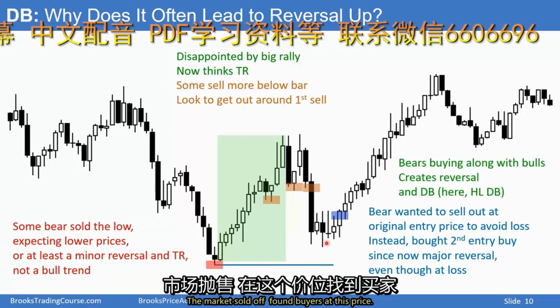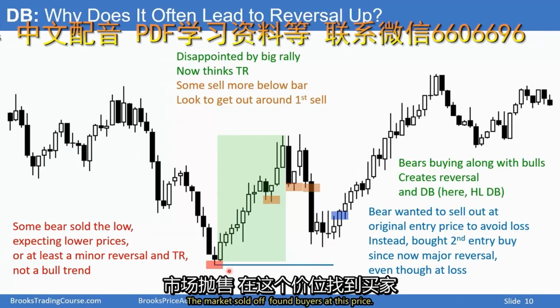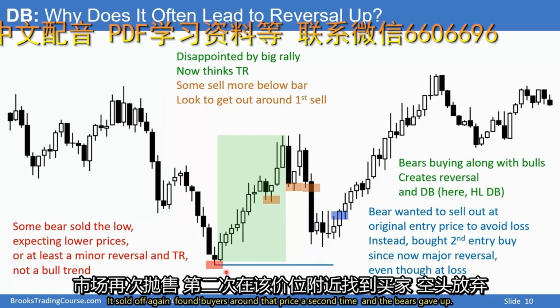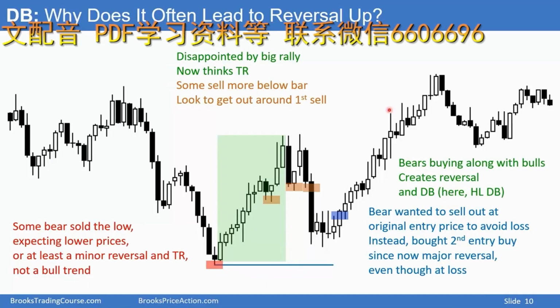It's a type of double bottom. The market sold off, found buyers at this price. It sold off again, found buyers around that price a second time, and the bears gave up.